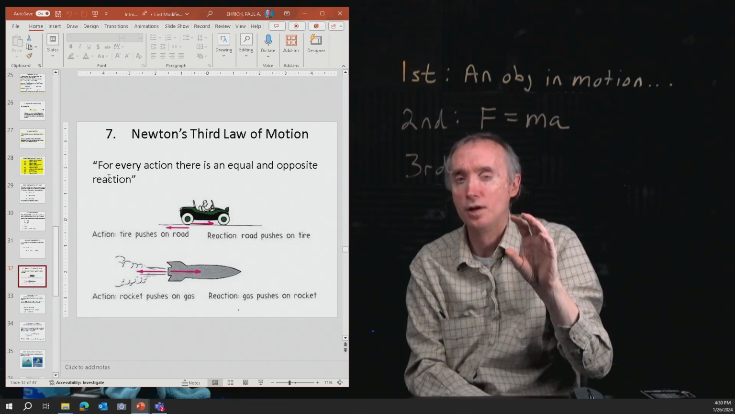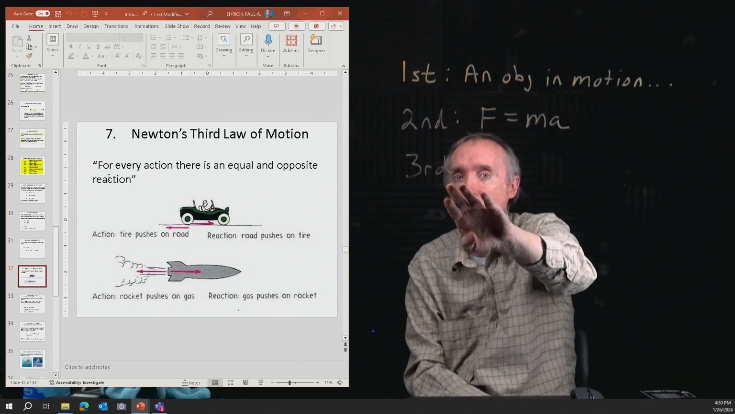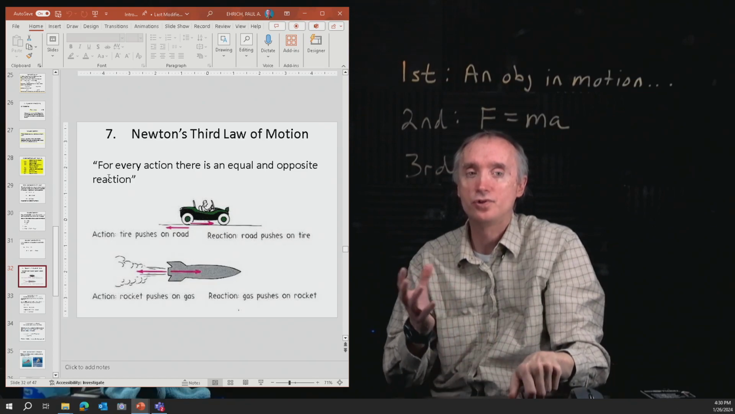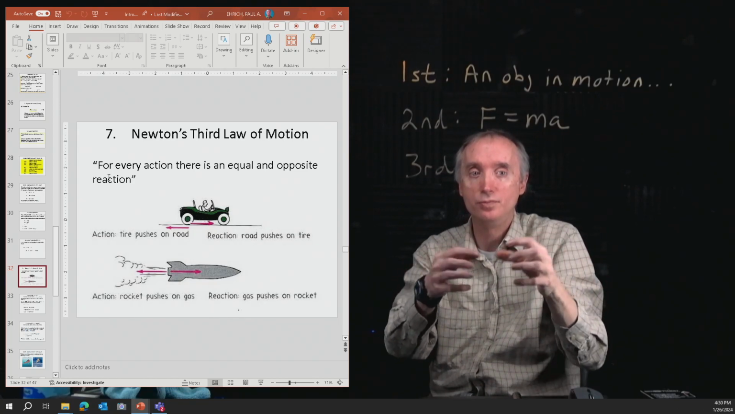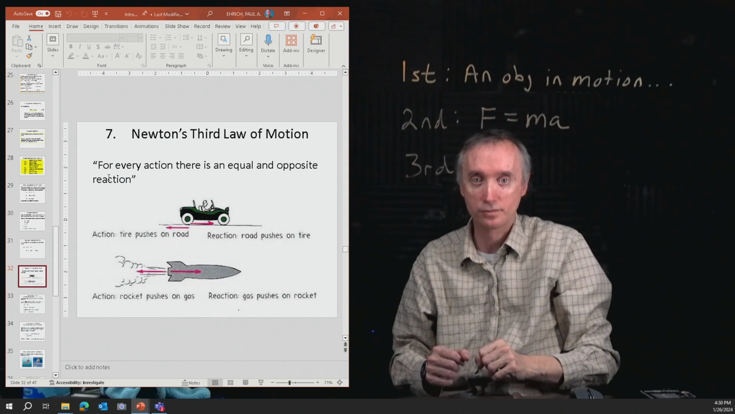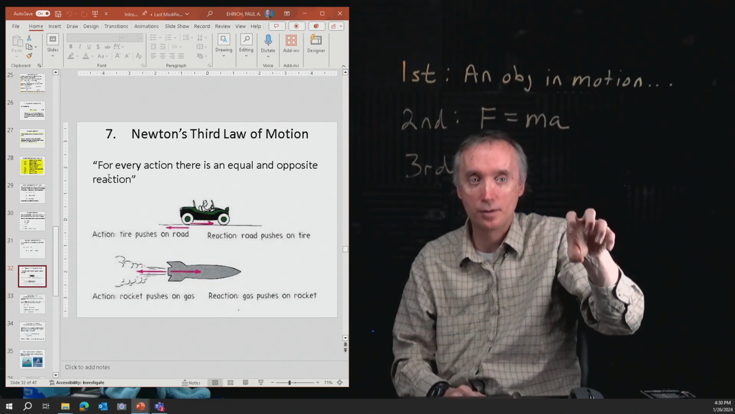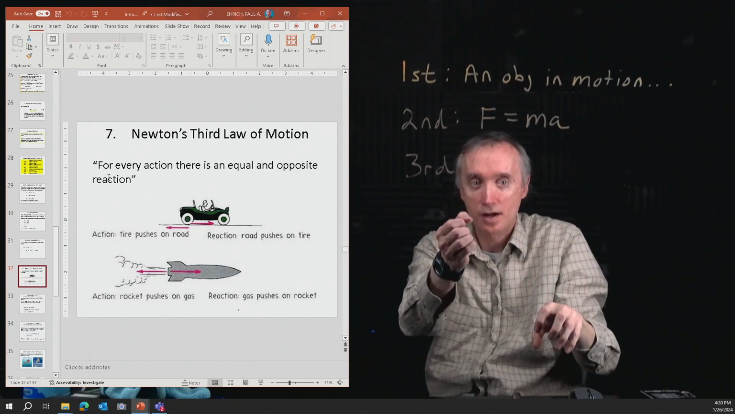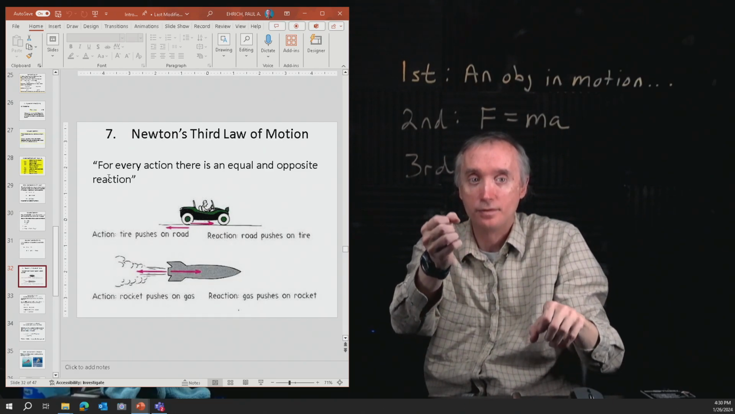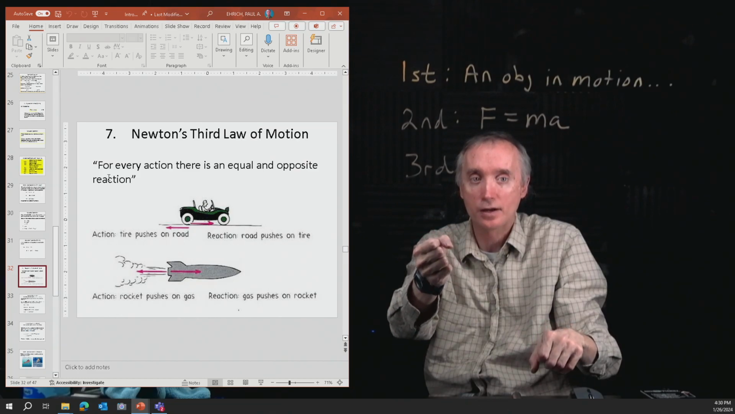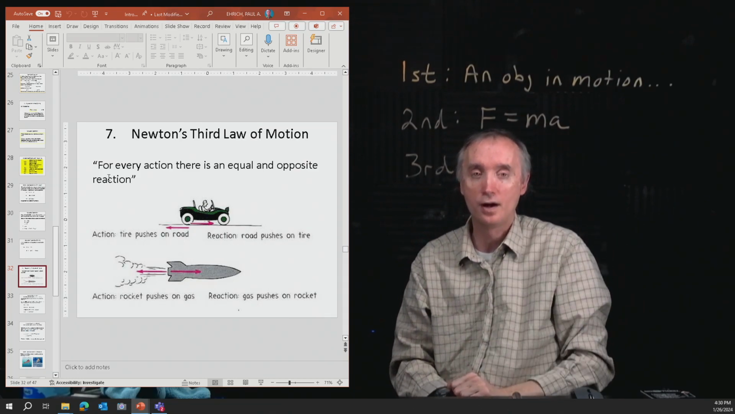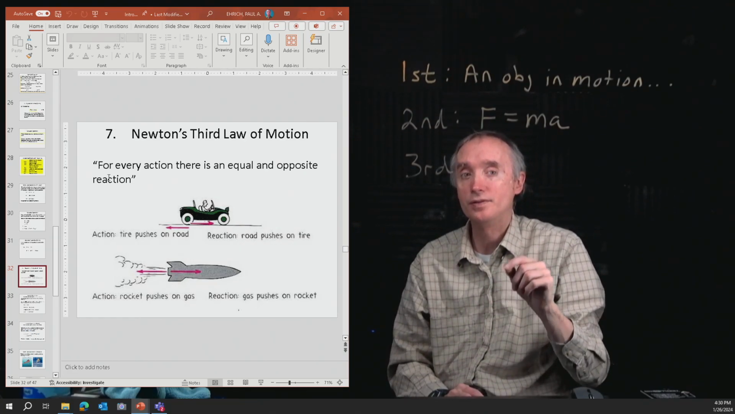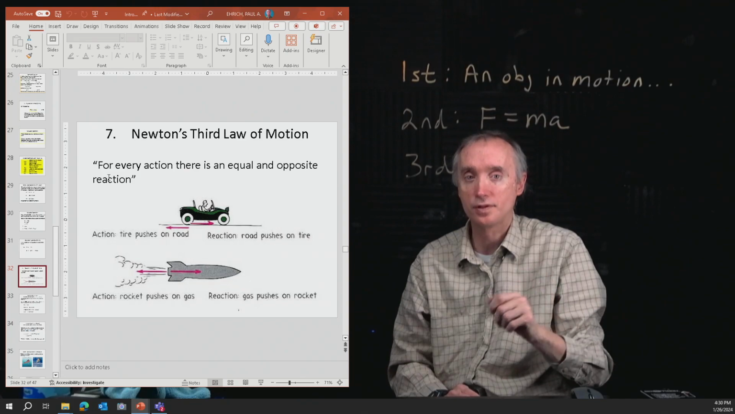So the reason why the third law is important is that it allows two objects to be able to communicate with each other. You've got this object producing an action on this object over here, and then this object is producing a reaction on the original object. So notice it's always equal and opposite.